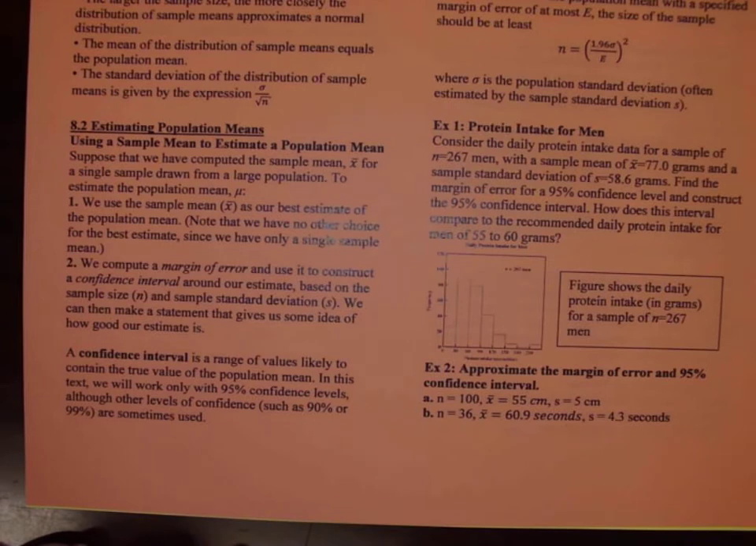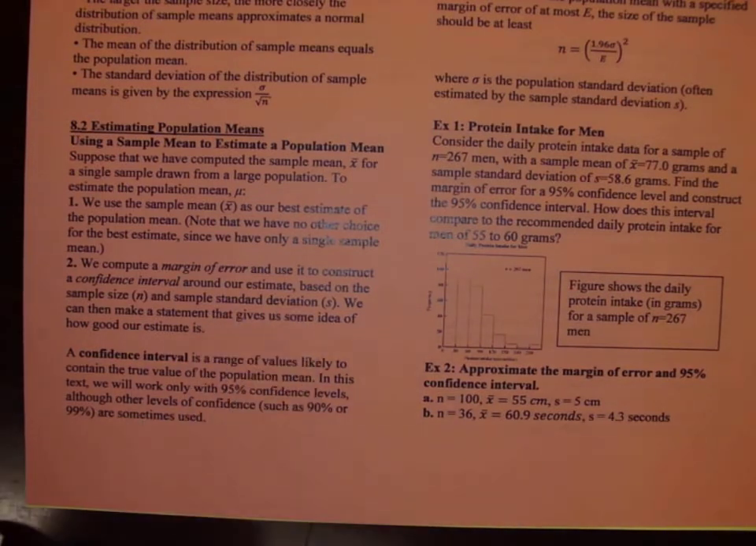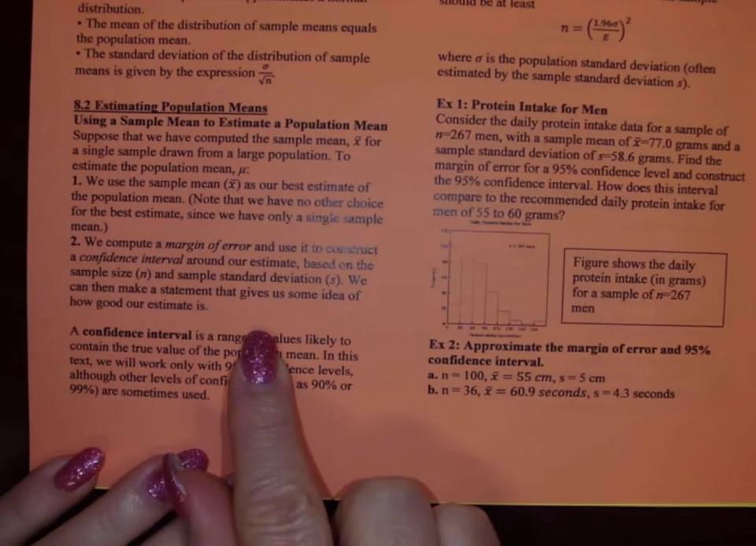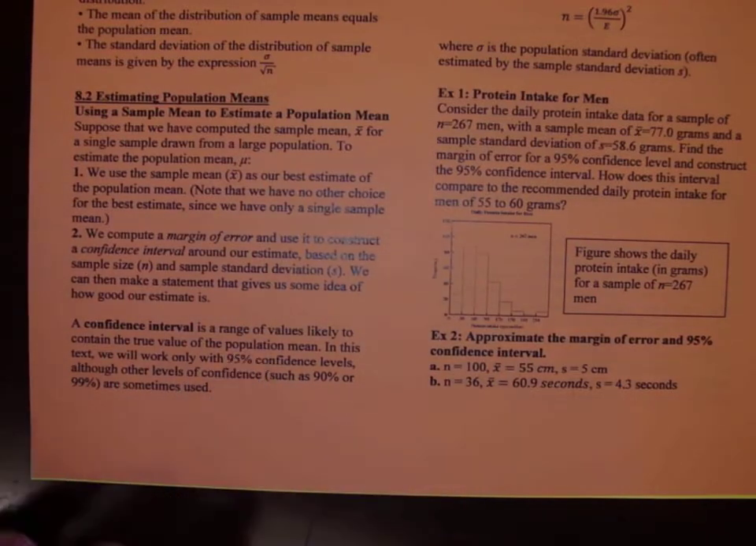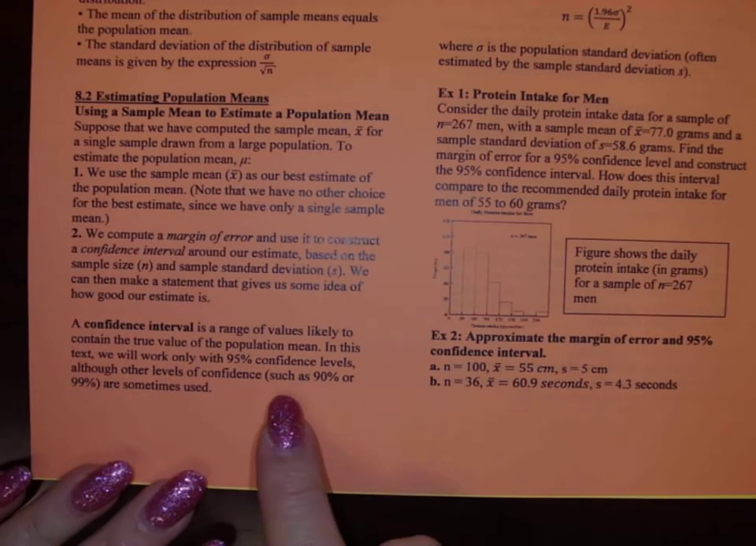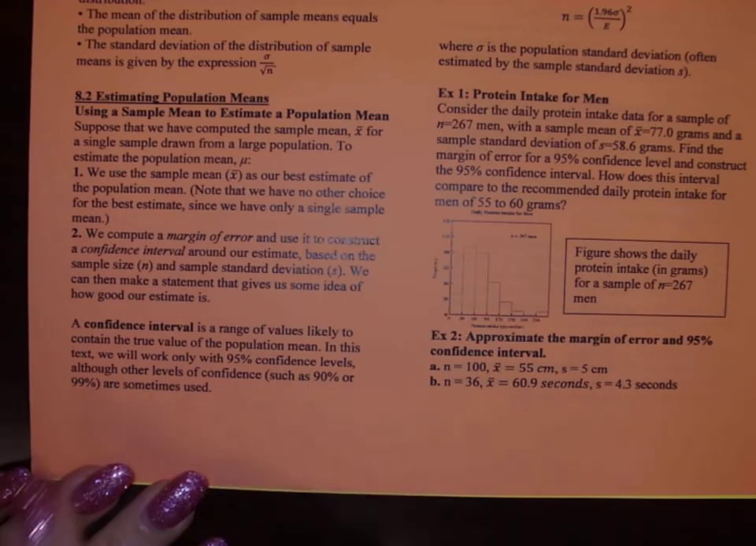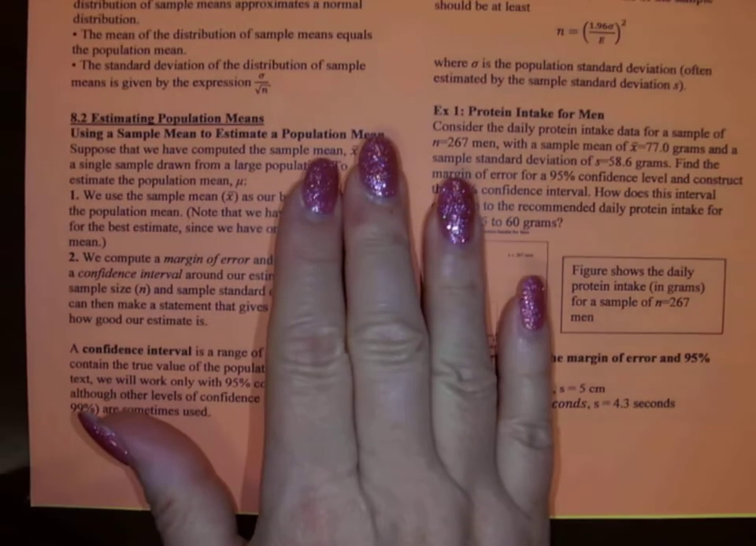Based on the sample size and the sample standard deviation, we can then make a statement that gives us some idea of how good our estimate will be. A confidence interval is a range of values likely to contain the true value of our population mean. We're going to work with a 95% confidence level in the material that we're using, but you could have other levels such as 90 or 99. But we're going to use a 95% confidence interval.